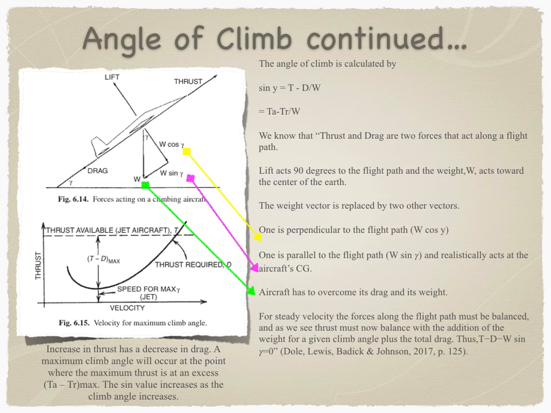Okay, and then we can see the increase in thrust has a decrease in drag, and you can see this from the diagram here out of the book. A maximum climb angle will occur at the point where the excess thrust is at a maximum. So you have thrust available minus thrust required at its max, and the sine value increases as the climb angle increases.